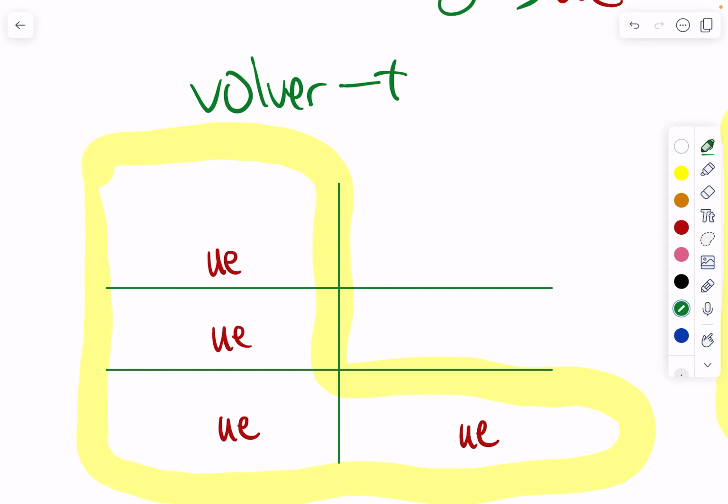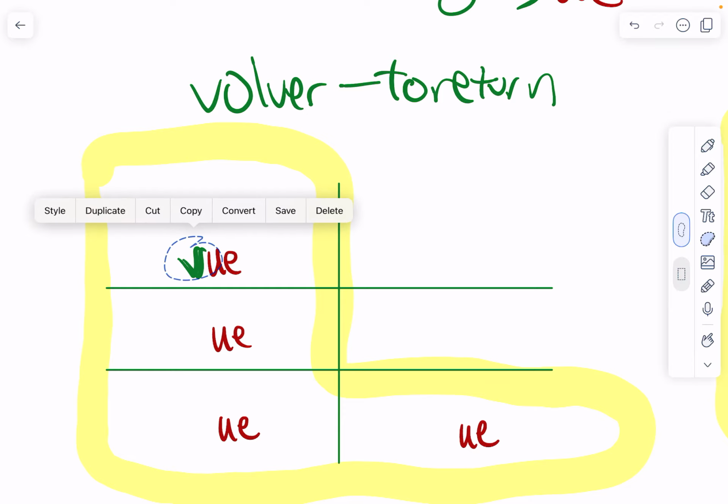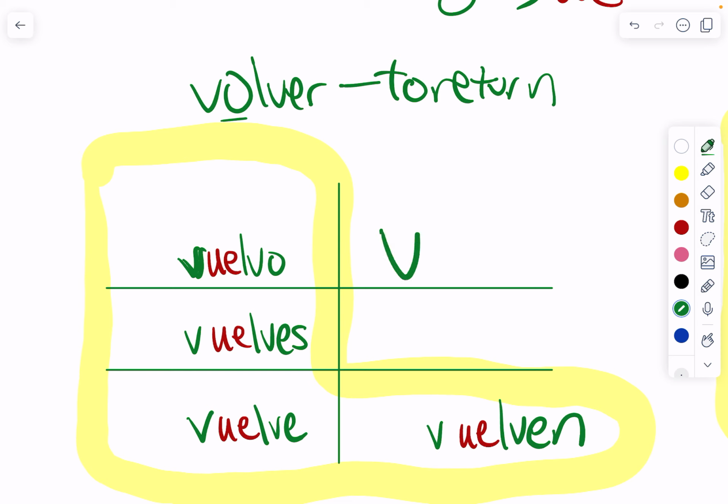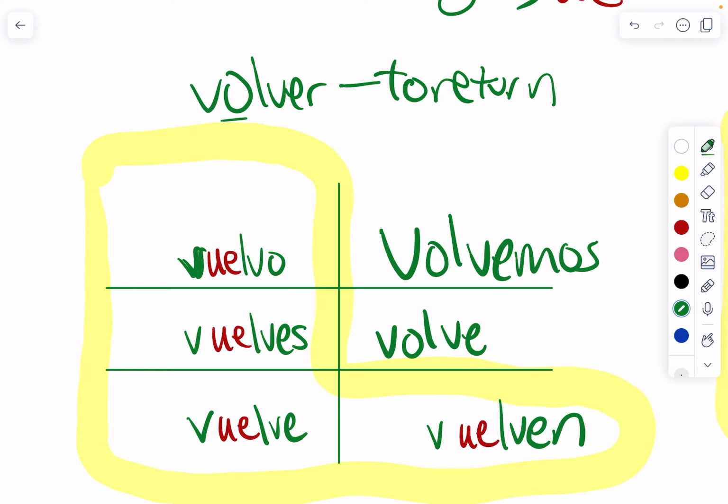Another group of stem changers are the O to UE stem changers, and a few verbs in this group are volver, which means to return. So I return would be yo vuelvo. So the O changes to UE. Tú vuelves. Usted, él, or ella vuelve. Ellos or ustedes vuelven. So inside the boot, we stem change. Outside, no stem change. Volvemos, volvéis.